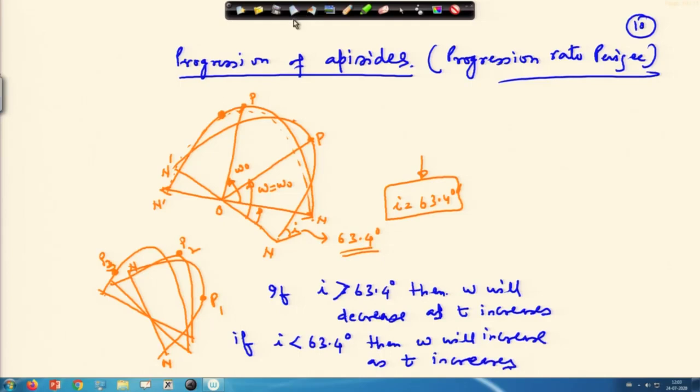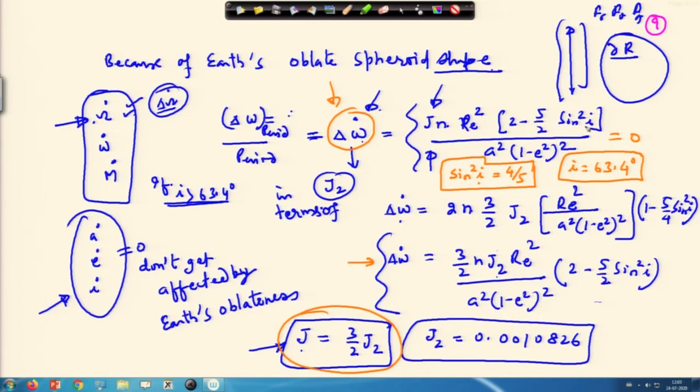This is very much visible from this equation. If i is small, say i is 0, you can immediately see delta omega dot will be positive. But if i equal to 90 degree, in that case this becomes 1, you can see immediately delta omega dot becomes negative. Okay. So 90 degree is greater than 63.4 and 0 degree is less than 63.4, so immediately you can observe.